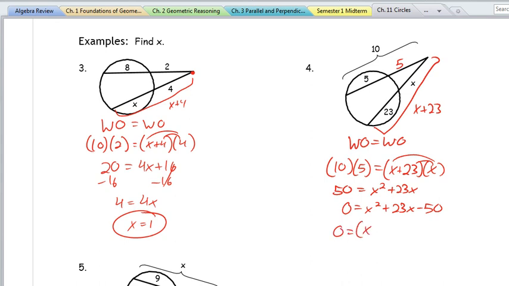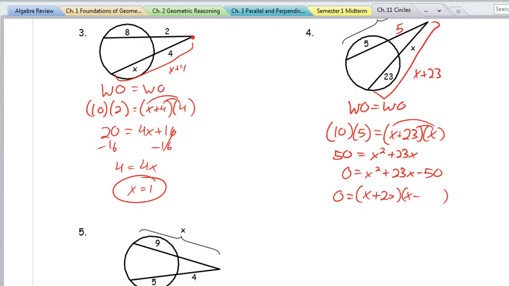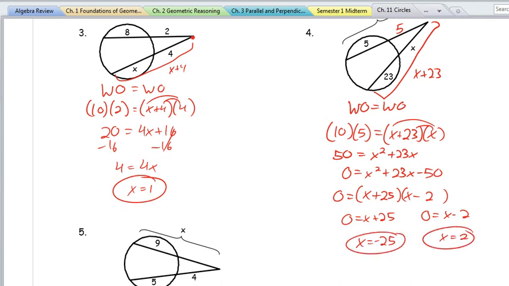So 0 equals x. We have some x's. We know it's got to be a positive and negative because it's a negative product. 25 and negative 2 will do. That'll work. So 0 equals x plus 25. 0 equals x minus 2. So I'm showing all my work this time. So negative 25 and positive 2. Negative 25 cannot be that length outside there, so you're only going to keep positive 2.